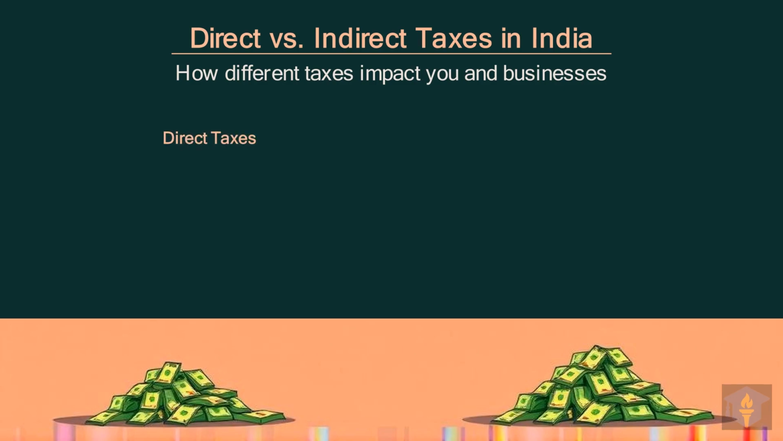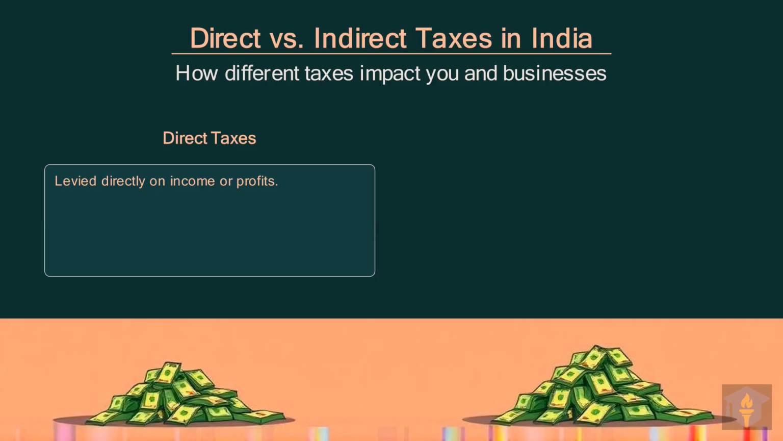First, let's look at direct taxes, which are quite straightforward in their application and impact. These taxes are levied directly on your income or a business's profits. For instance, common examples include income tax for individuals and corporate tax for various businesses. With direct taxes, the person or entity paying the tax directly bears its burden.